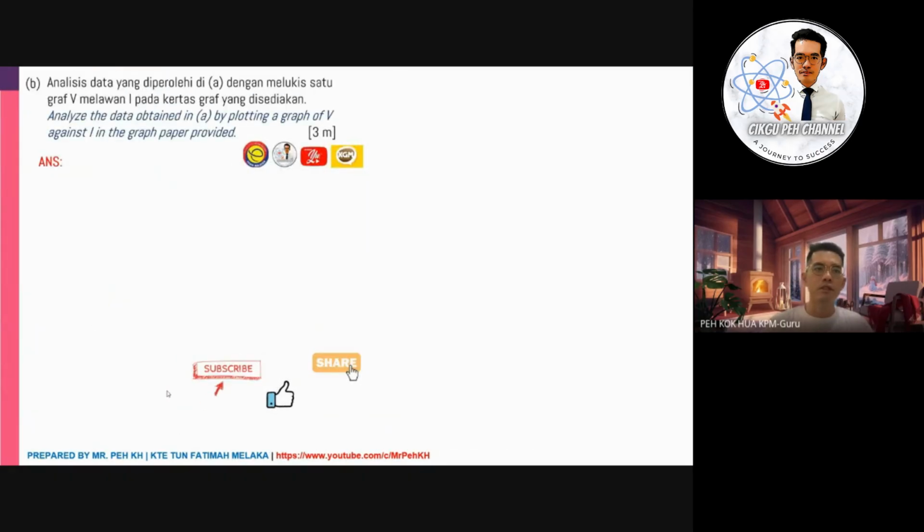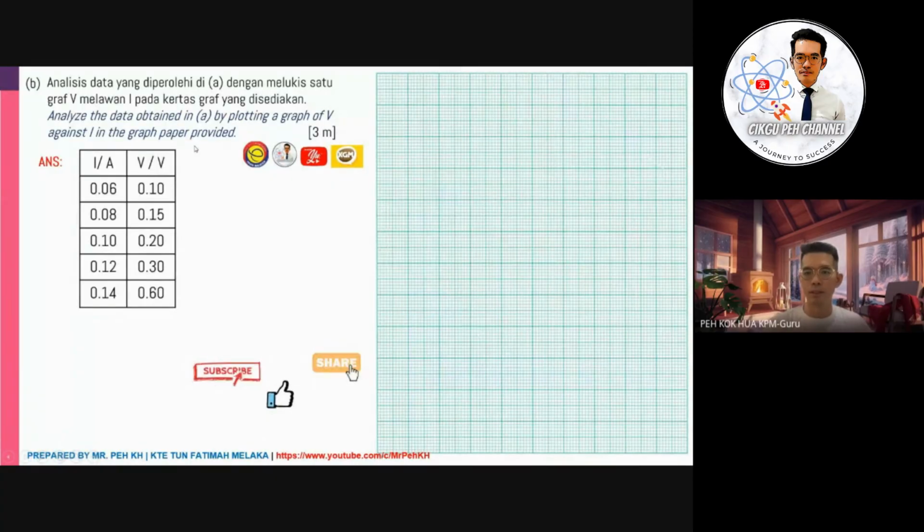Okay, then the next one will be the second question, which is 3 marks regarding plotting the graph. So how can we get full marks? Here also, we have 7 ticks you need to meet. Analyze the data obtained in A by plotting the graph of V against I on the graph paper provided. Okay, so it'll be like this.